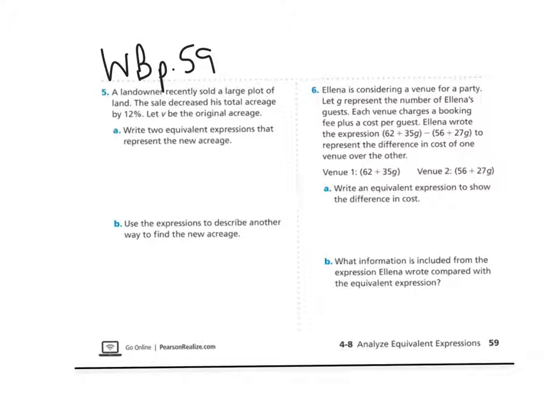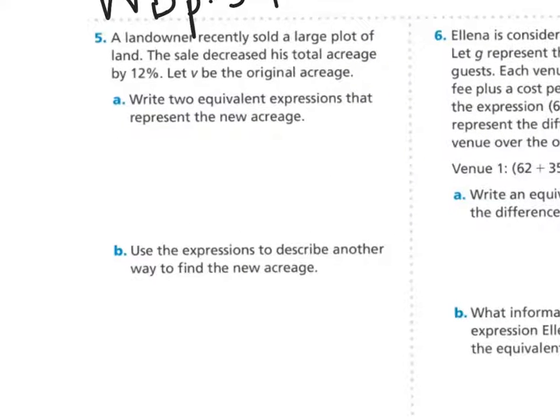Picking up where we left off, workbook page 59, number 5. So we talked about on the first part some equivalent expressions. We could have v minus 12/100 v, and then actually if you simplify that would be 88/100 v.